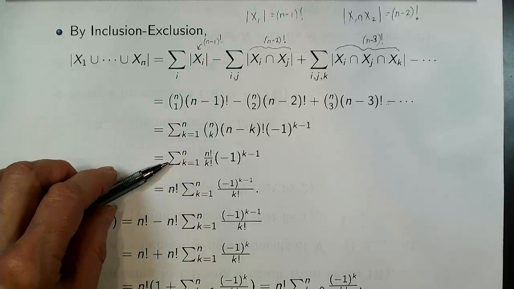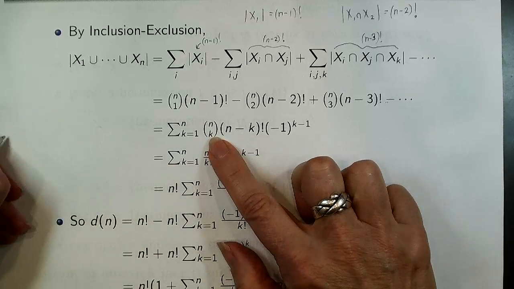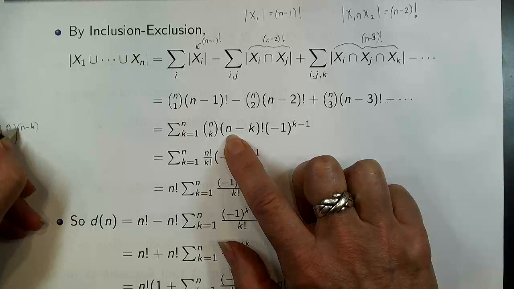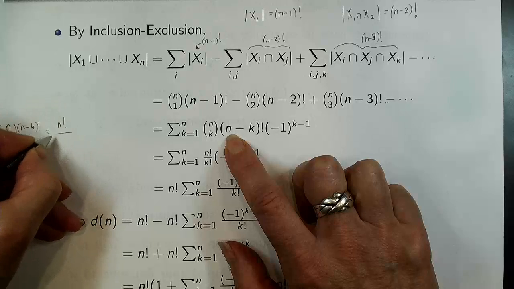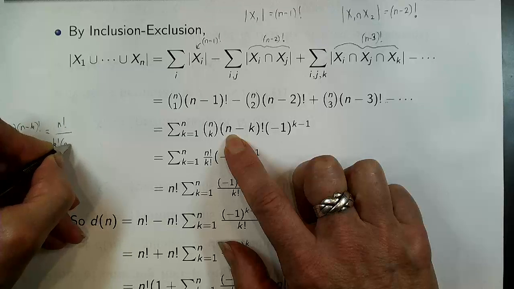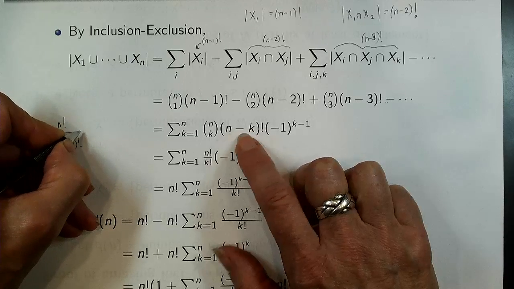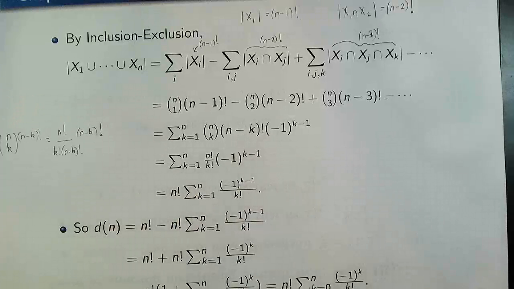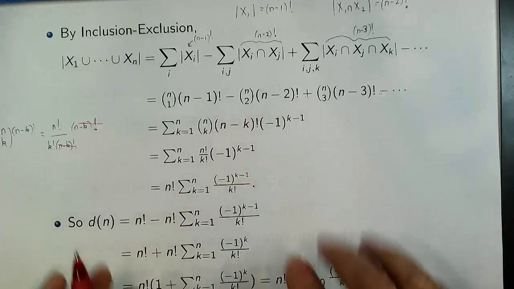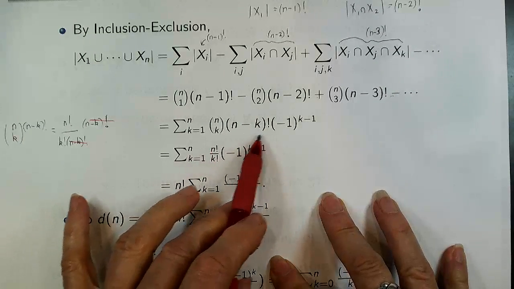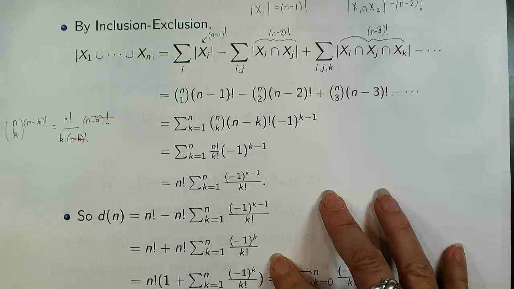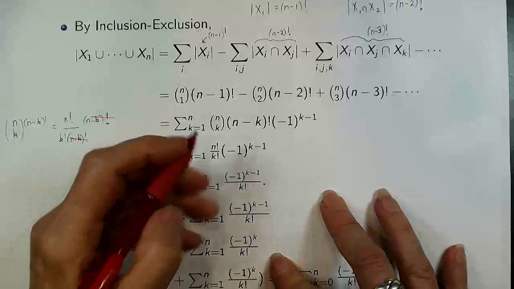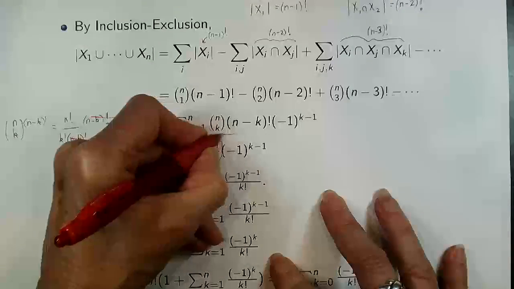But then, because n choose k, you know what that is. N choose k times n minus k factorial. You know that n choose k is n factorial over k factorial times n minus k factorial, and then we're multiplying this by n minus k factorial. That cancels. And so instead of writing this, we can just write n factorial over k factorial. So that is just equal to that.